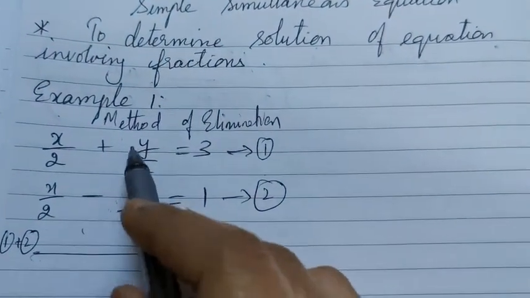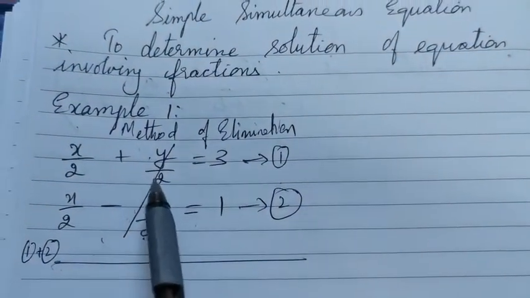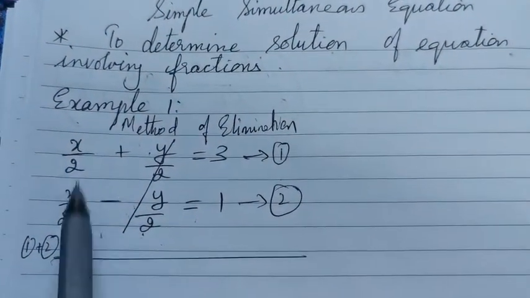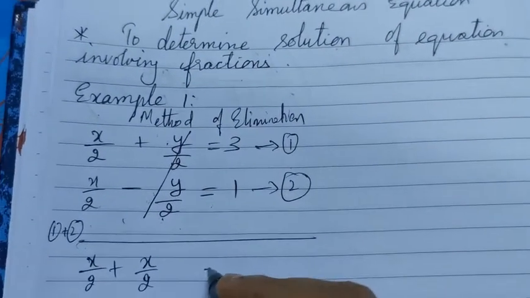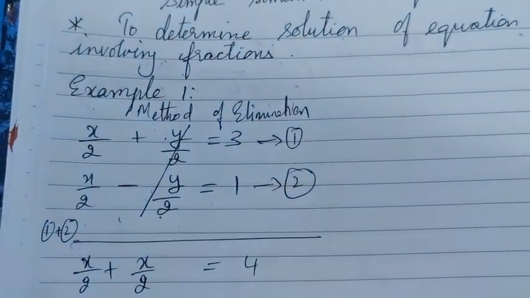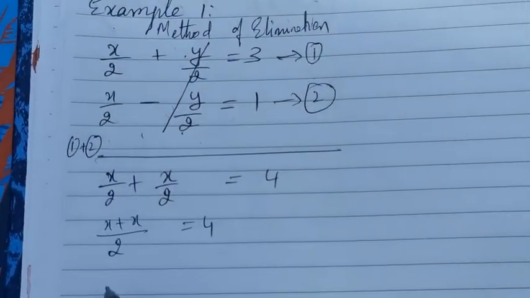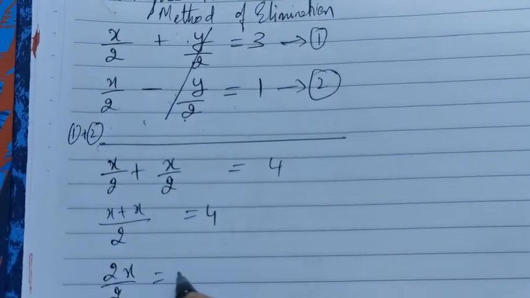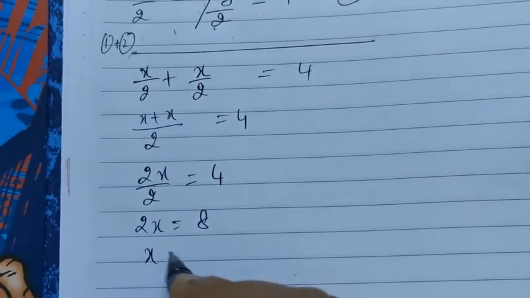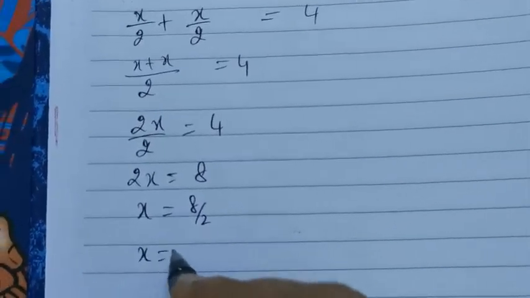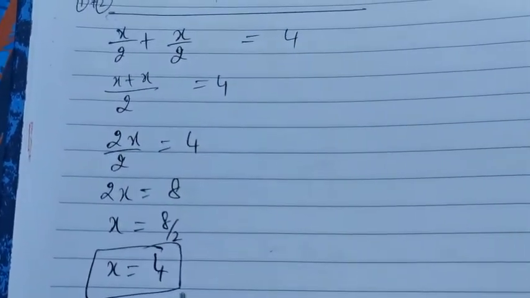Alright, so when I add these two equations, plus y by 2 and minus y by 2 will be cancelled. So it will become x by 2 plus x by 2 is equal to 3 plus 1, which is 4. Now when I take my LCM, x plus x is equal to 4, so 2x by 2 is equal to 4. 2x is equal to 8, x is equal to 8 by 2, x is equal to 4. Now I got the value of x as 4.